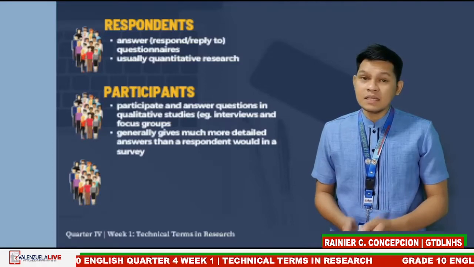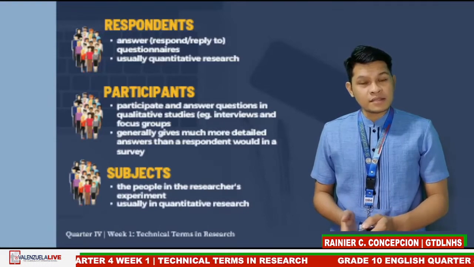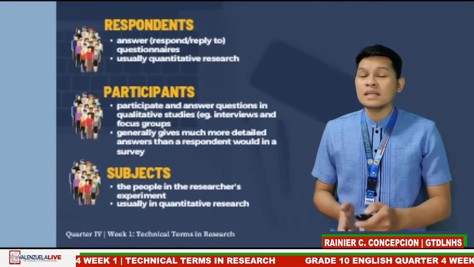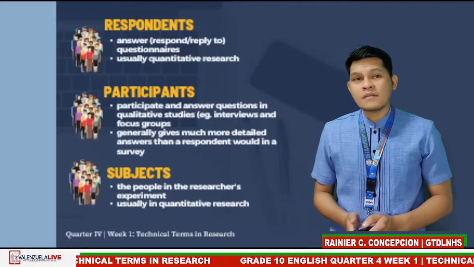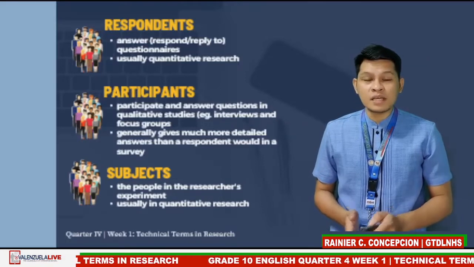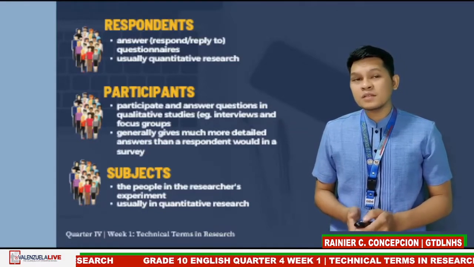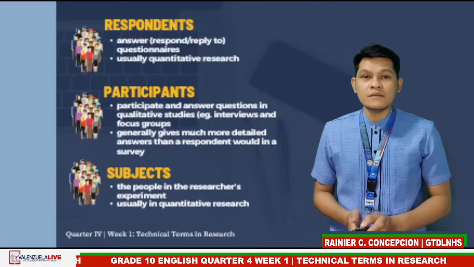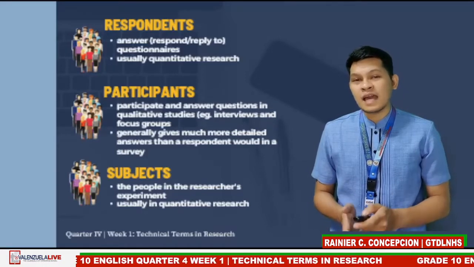And lastly, subjects. The people in the researcher's experiment and usually in quantitative research. Example, in a medical experiment, the control group of 10 subjects did not receive the medicine, while the experimental group of 10 subjects received the medicine. Subject is a term used more in science.